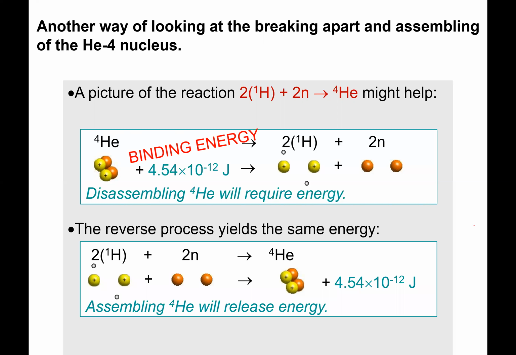And obviously the reverse process is the same idea. When 2 protons and 2 neutrons come together, they have to give up a little bit of their mass, and they do when they combine to become that helium-4 nucleus. So there will be a release of energy in that case.